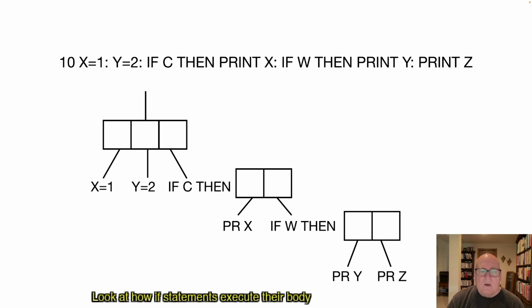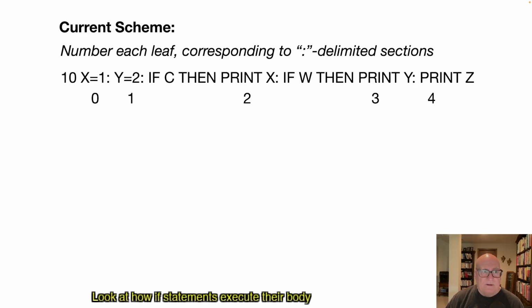And the scheme we have, basically we treat it as if it divided up at the colons and made a zone for each, okay? And so we number each of those sections. So the first section till the first colon is 0, then y equals 2 is 1. Then if c, then print x is 2. Now we're not reflecting the tree structure at this point. We're just reflecting the linear structure. All right. And then slot 3 is if w, then print y, and then print z.